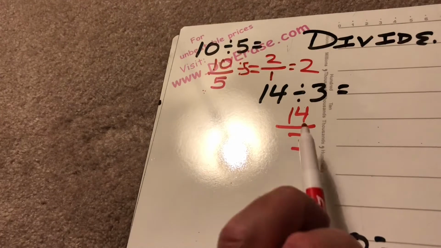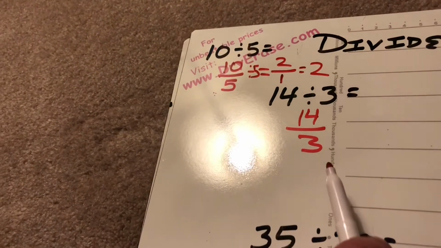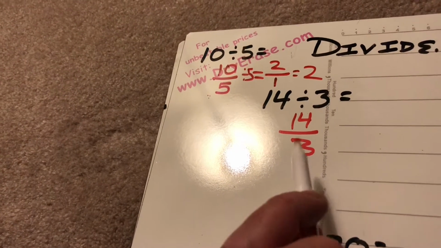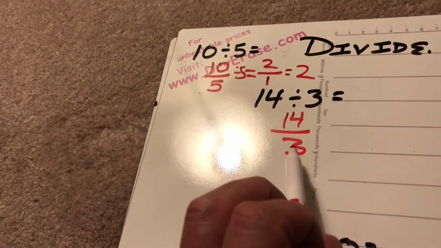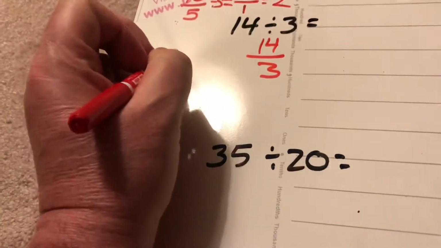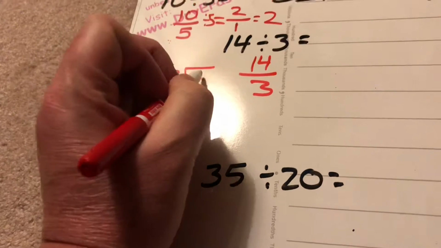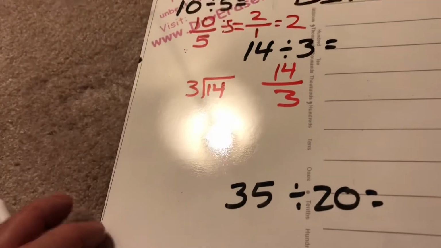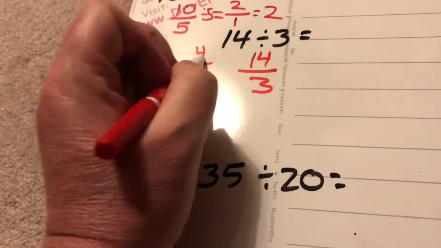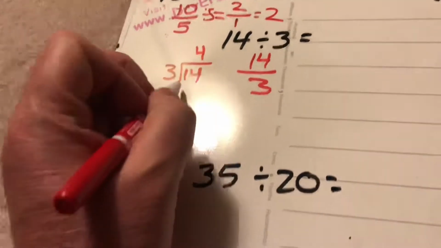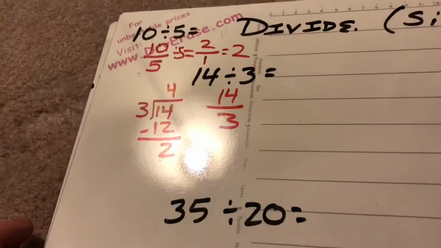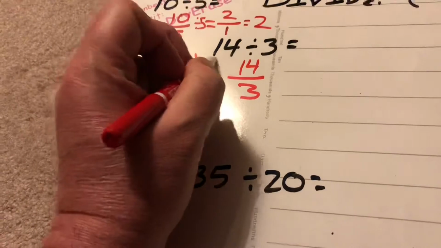However, you are going to need to put your answer as a mixed number, which means you're going to have to go through the process of this division problem. Thinking about 3 going into 14, if you need to show some scratch work, go ahead and do that. So 3 can go into 14 4 times. 4 times 3 is 12. 14 minus 12 is 2. So I end up with 2 left over, 4 remainder 2.